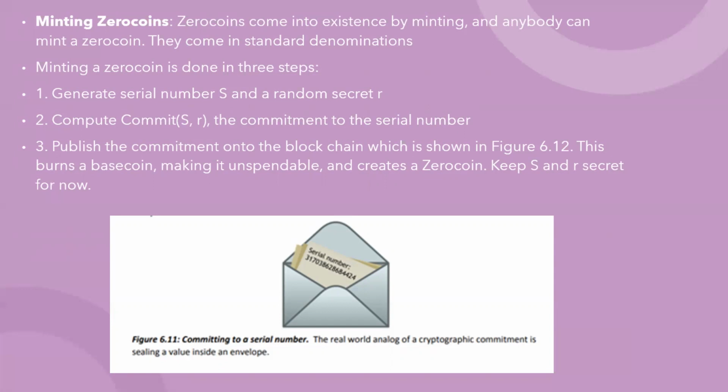So minting a zerocoin can be done in 3 steps. First, generate a serial number S and a random secret R. Second, compute commit(S, R), the commitment to the serial number. Third, publish the commitment onto the blockchain, which is shown in figure 6.0 on the next slide. This burns the base coin, making it unspendable, and creates a zerocoin. Keep S and R secret for now. The figure below is committed to a serial number. We've talked about cryptographic commitment in the previous slide, so we can move on to the next slide.